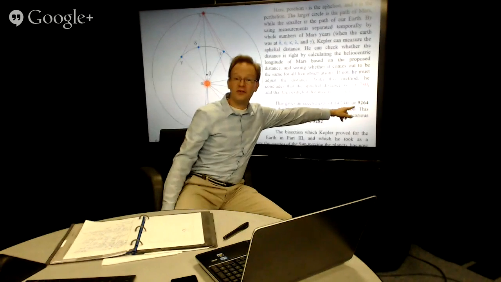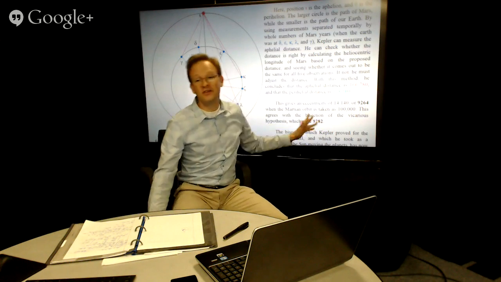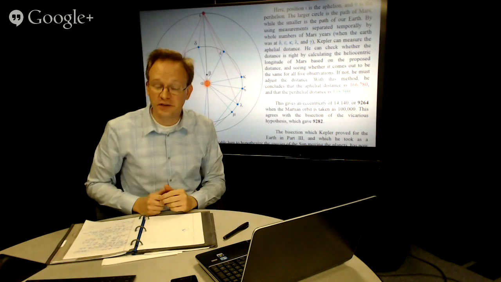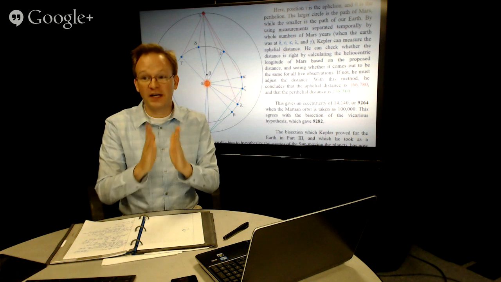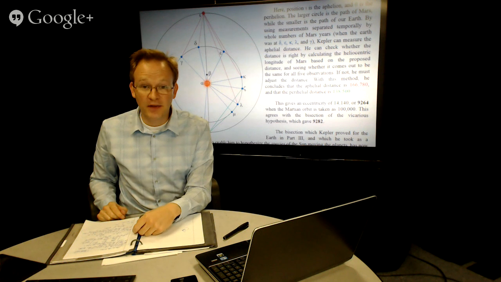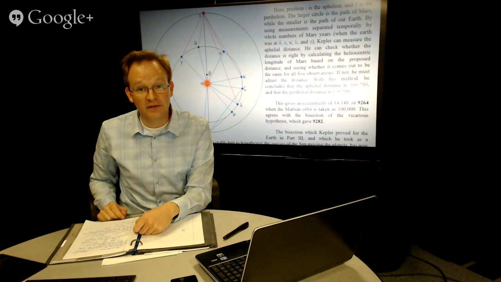He gets 9264, which is almost exactly the 9282, the bisected eccentricity. And he also gets the line of apsides, which is within 11 minutes of what the vicarious hypothesis had determined the line of apsides to be.